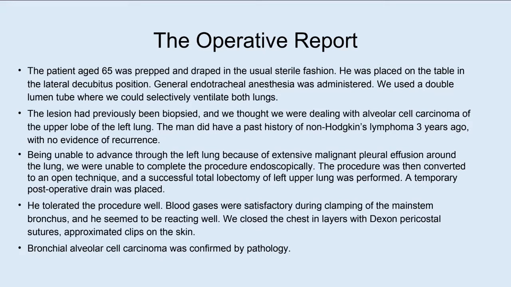Here is the operative report we will be coding. This actually is much shorter than the ones typically seen, but in this YouTube environment, it's difficult to do a multi-page report. So here's the report. The patient, age 65, was prepped and draped in the usual sterile fashion. He was placed on the table in the lateral decubitus position. General endotracheal anesthesia was administered. We used a double lumen tube where we could selectively ventilate both lungs.